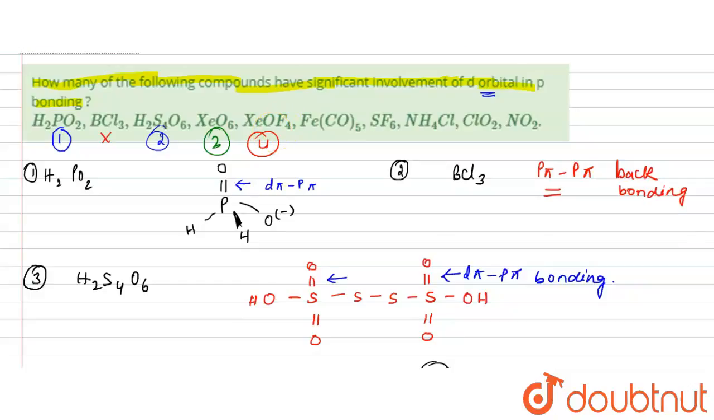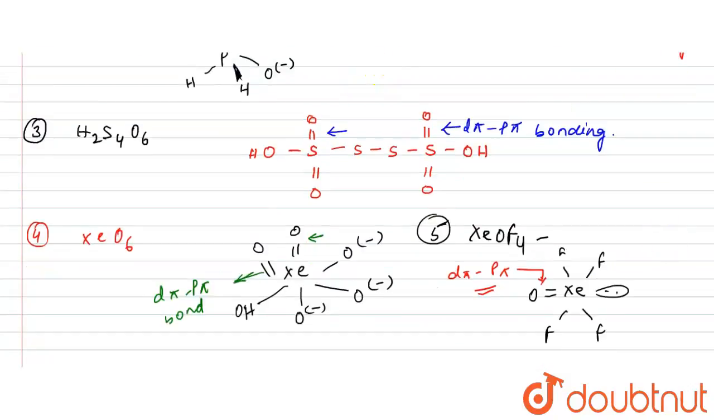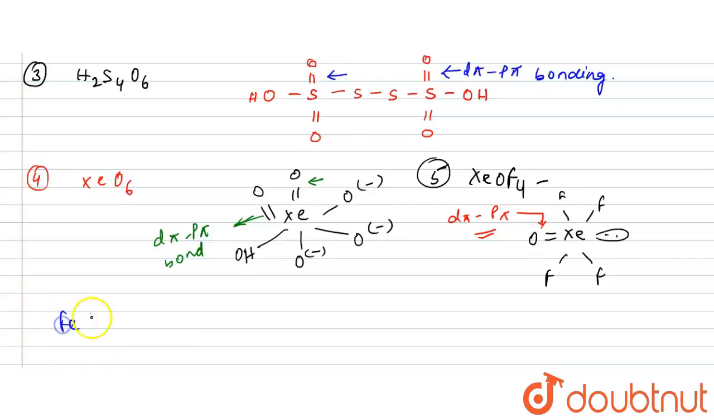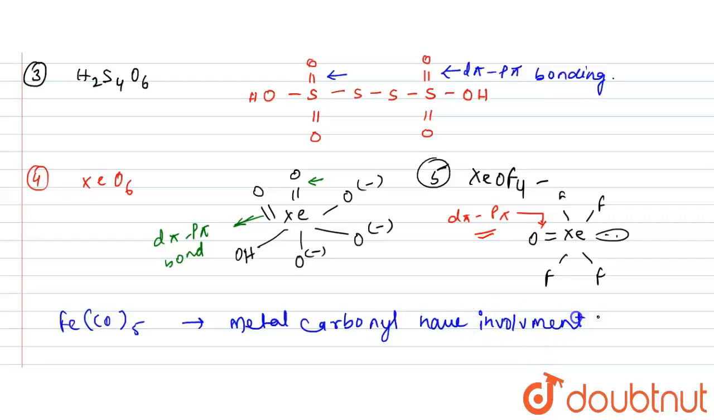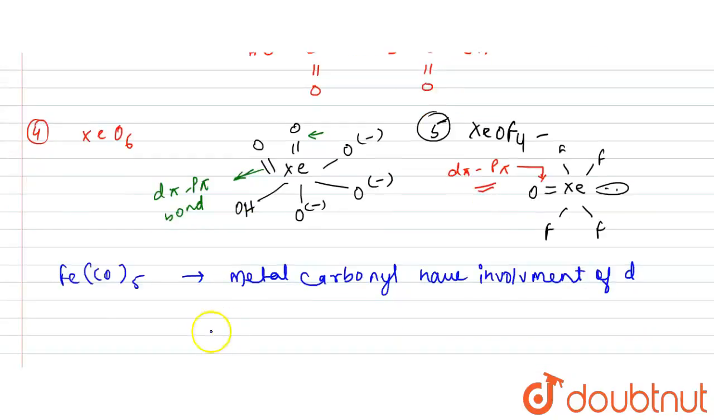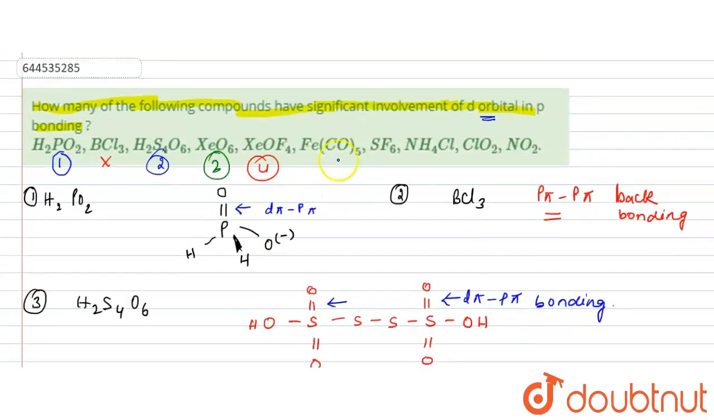Now Fe(CO)5. In coordination chemistry we have already studied that metal carbonyls like Fe(CO)5 have involvement of d orbitals in pi bonding. So yes, this is also going to be added. So this is the fifth one.